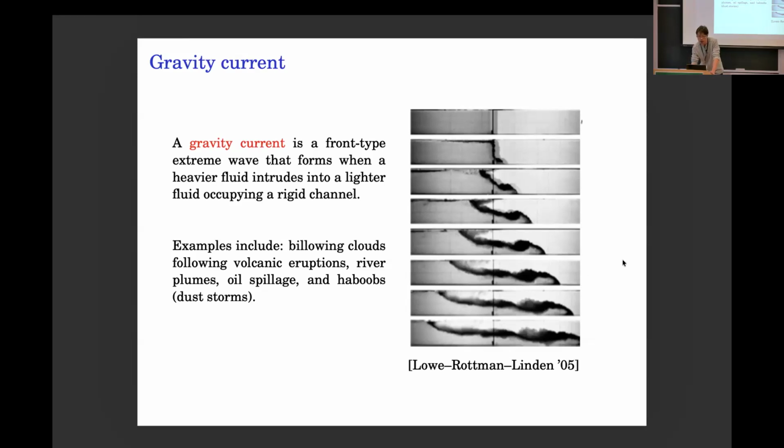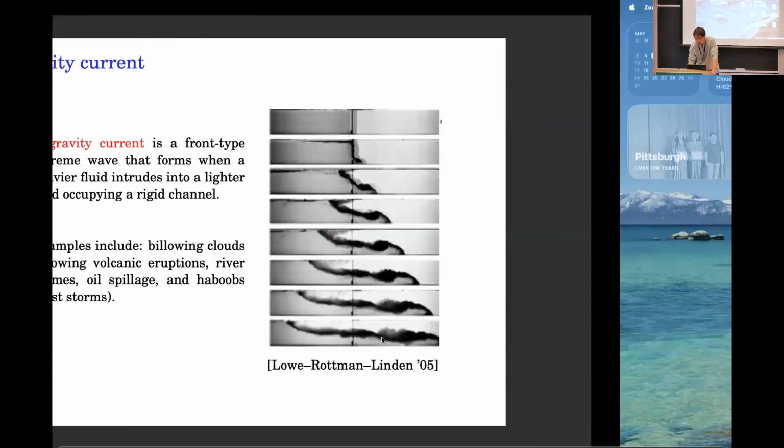If you search gravity current on YouTube, you can find tons of experimental movies. This is one I would like to show you. That's exactly what I described. The green one is the heavy one, and you see this pattern being very steady.